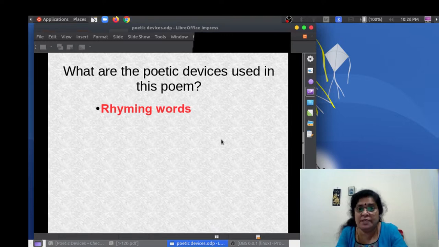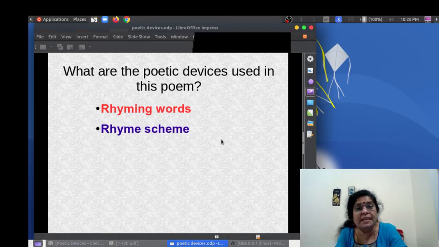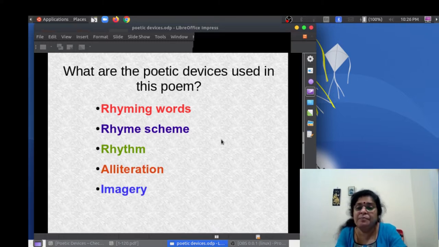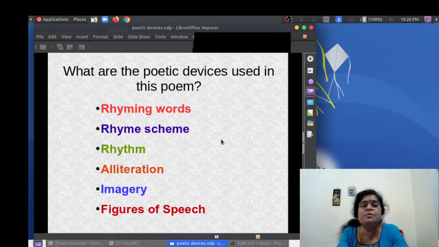Yes, rhyming words. Then rhyme scheme. Then rhythm. Next one, alliteration. Next one, imagery. That is visual images and auditory images. Then figures of speech. Which figure of speech is used here? Simile. Okay. So we have analyzed all the poetic devices used in the poem From a Railway Carriage.